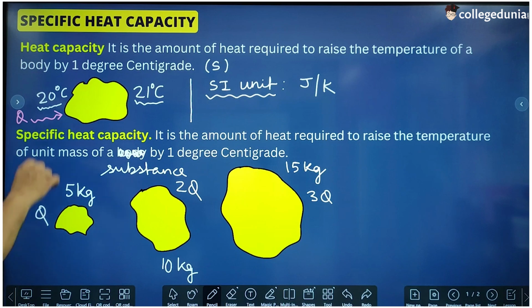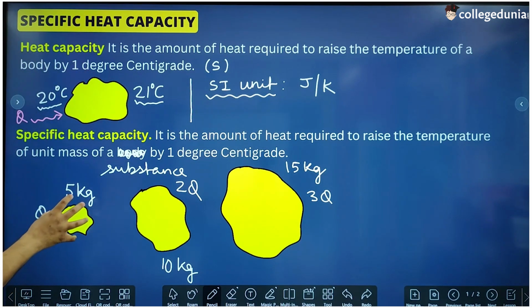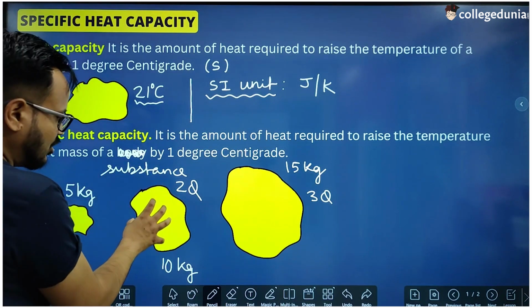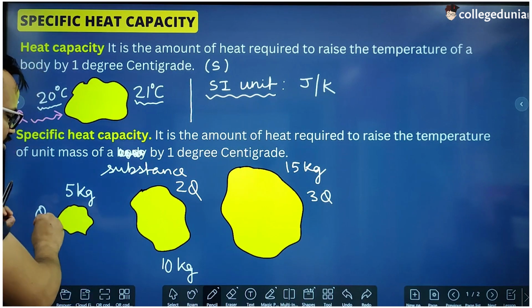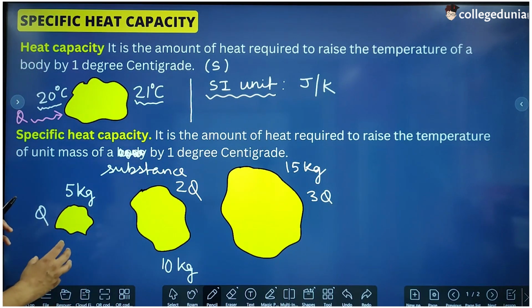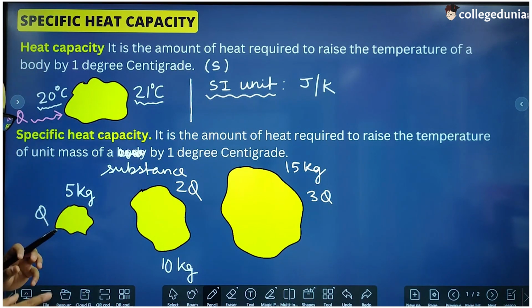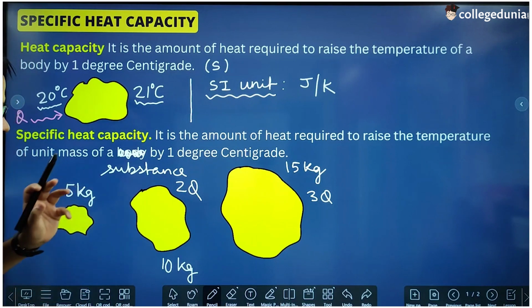So this is what the heat capacity is. We will say that the heat capacity of this piece or this body is Q, the heat capacity of this is 2Q, and the heat capacity of this is 3Q, because these are the values which are required to increase the temperature of these bodies by 1 degree centigrade respectively.